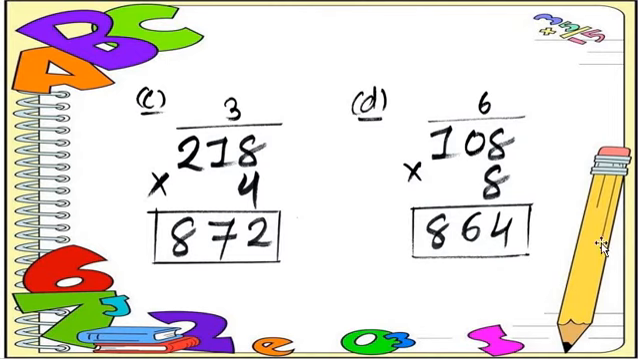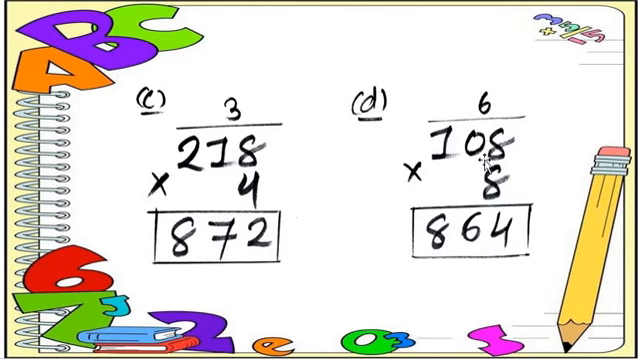Now let's check question number D. What is question number D? 108 multiplied by 8. Again I repeat, students, we will do revision later, but first we complete question number D. 108 multiplied by 8. So 8 eights are how many, all students? 8 eights are 64. Put 4 here and 6 as a carry. Understood?